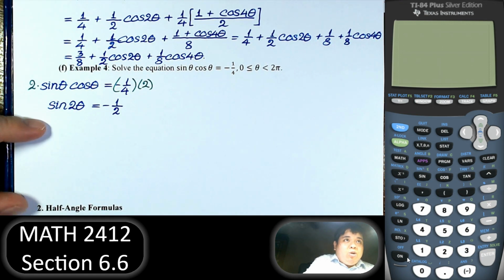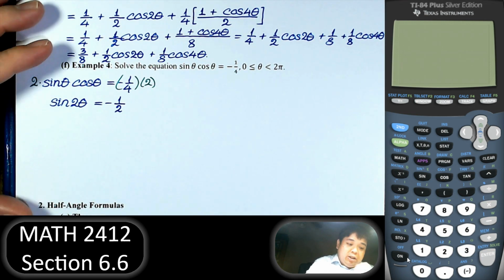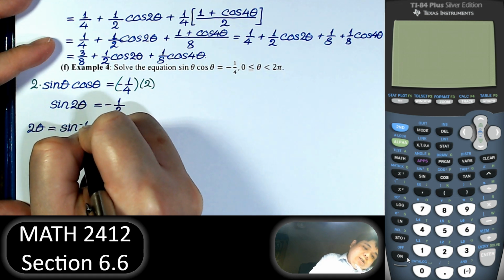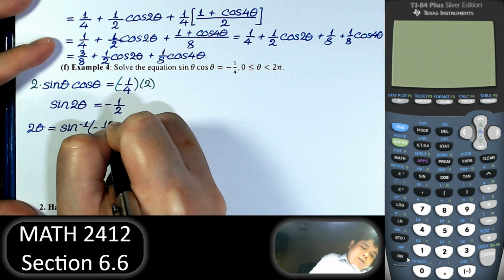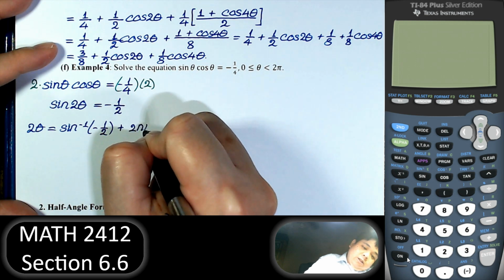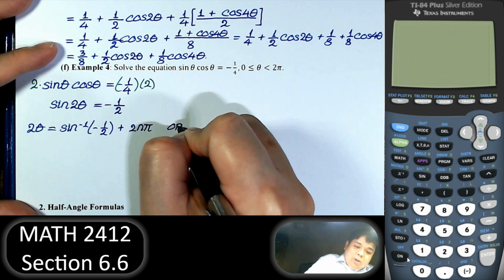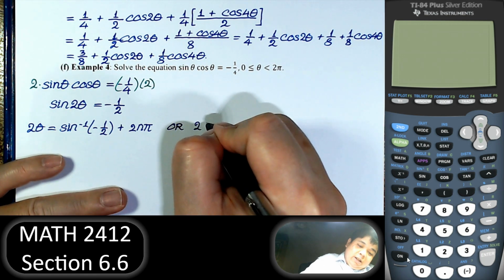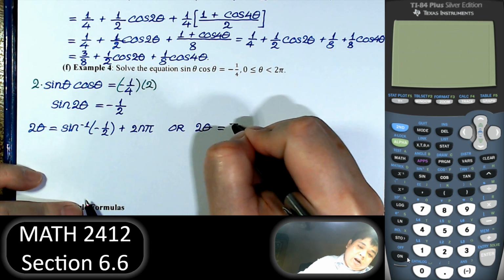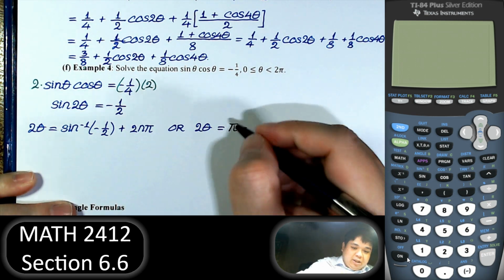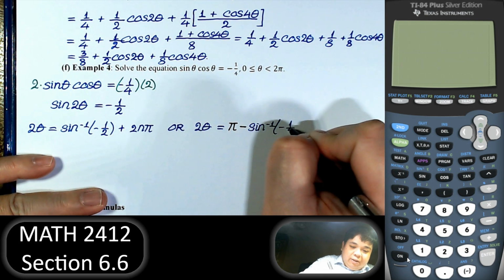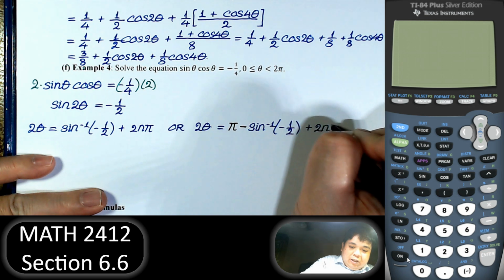Right. To solve the equation for sine of something equal to a number, we will have 2 theta equal to sine inverse of -1/2 plus 2n pi. Or we could also have the supplement, because sine will have the supplement to that, so pi subtract sine inverse of -1/2 plus 2n pi.